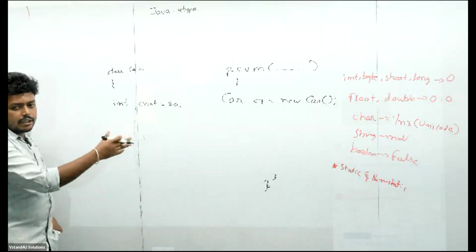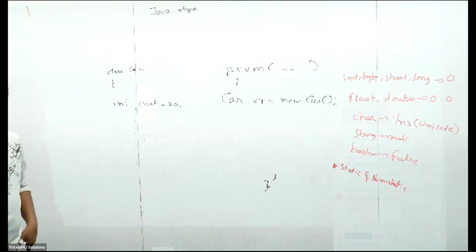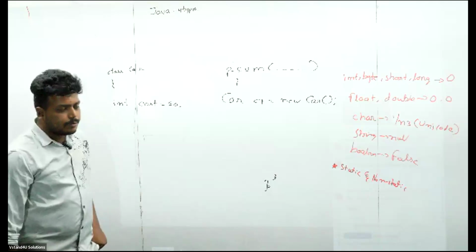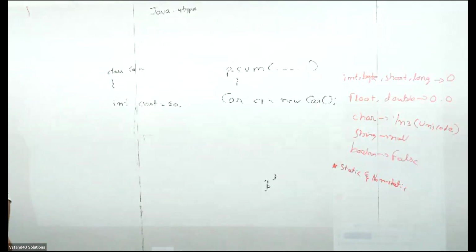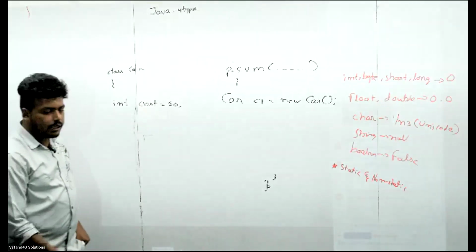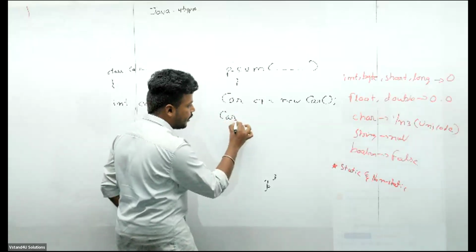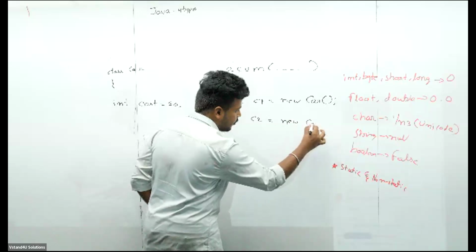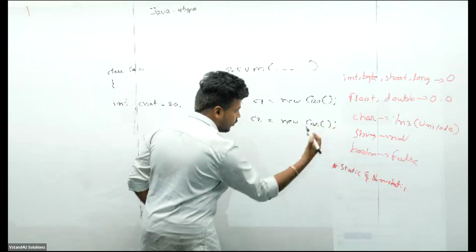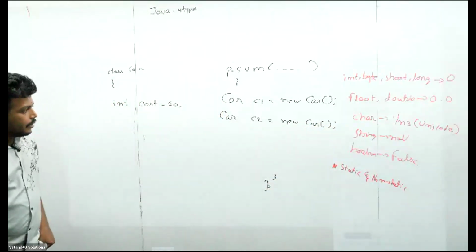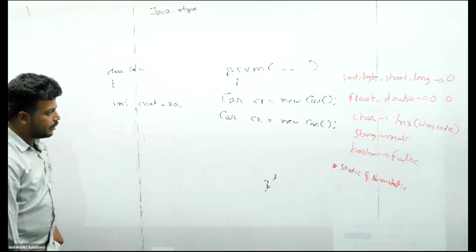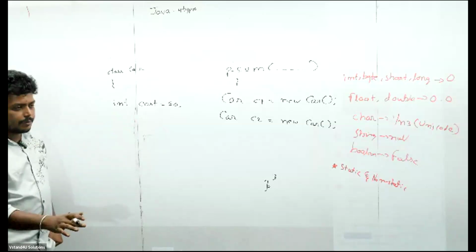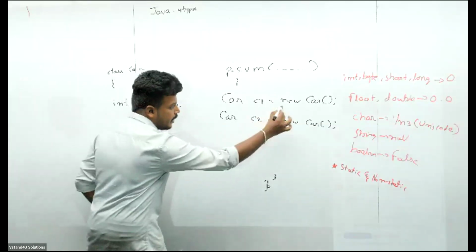If it is non-static, I'm creating the object. Can I create another object? Can I create multiple objects in a class? Is it possible, right? Here I'm creating Car C2 is equal to new Car. How will Java understand this? First, it reads the main method and curly brackets. Now you come to this part.